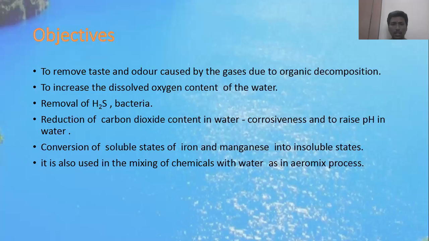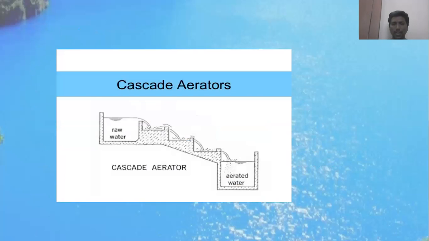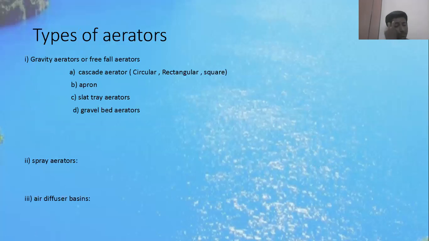Okay, yeah. Shall I move on to the next part? Okay. When we know what the different objectives of aeration are, the next thing we need to know is what the different types of aerators are. First one we come across is the gravity type of aerators. In this there are four types. Next we also come across the spray aerators. Third one is air diffuser basins.